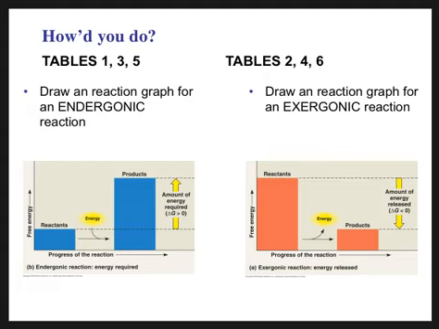Those should look familiar. And I believe I got all the labels on there: products, reactants, energy, free energy, progress of reaction, and delta G. Should all be good. Okay.